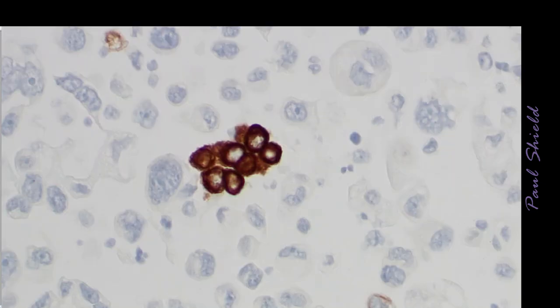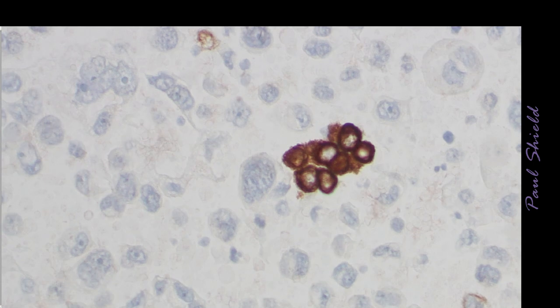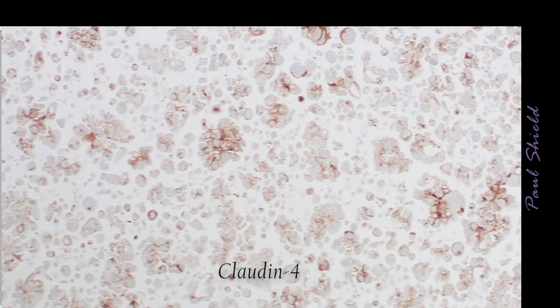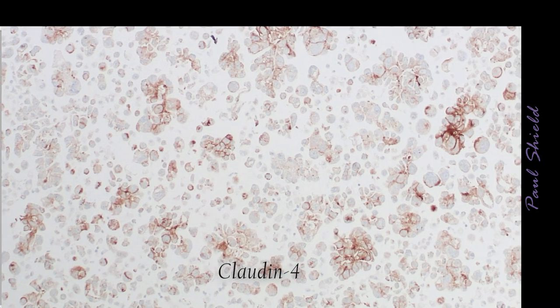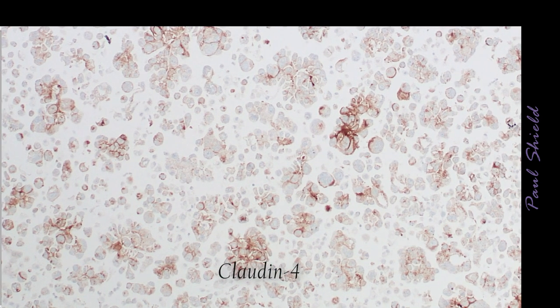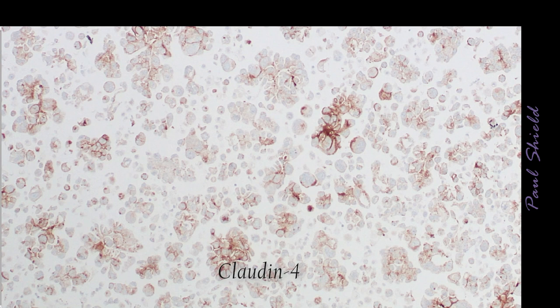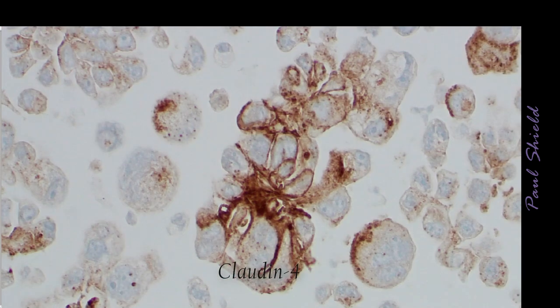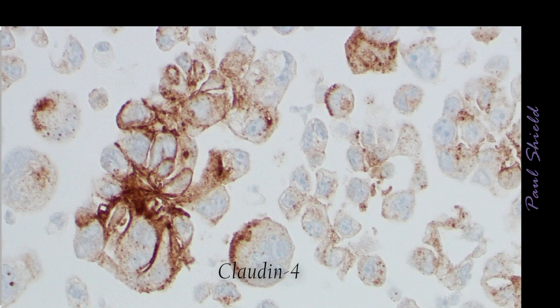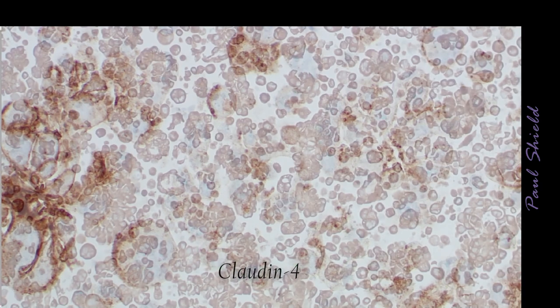This is the claudin 4, and it's showing nice membranous staining in not all, but probably about half of those cell groups. Just on high power, showing you how it highlights the membrane of the cells. You'll get cytoplasmic staining with it sometimes also, but it's the membranous staining we want to see.